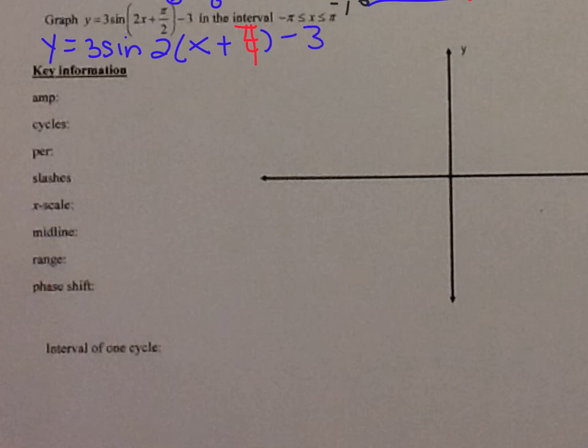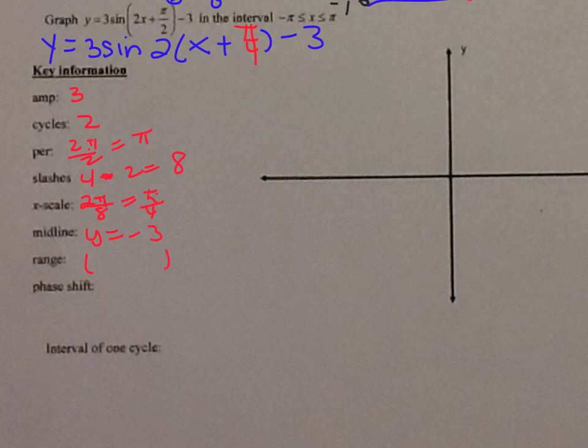All right, so let's see. This is everything all in one. I have my amplitude is 3, right? Absolute value of 3, which is 3. The number of cycles is 2. My period is 2 pi over 2, which is pi. The number of slashes is 4 times 2, which is 8. My x scale would be 2 pi over 8, which would be pi over 4. My midline would be y equals negative 3, so it's a shift down of 3.